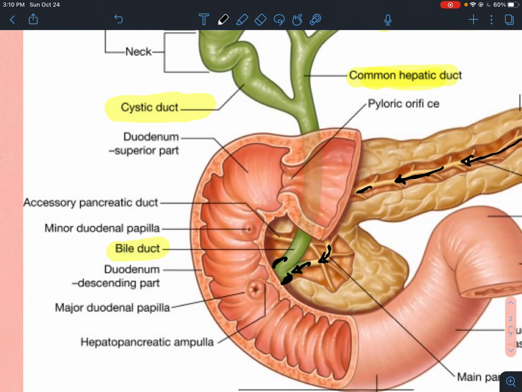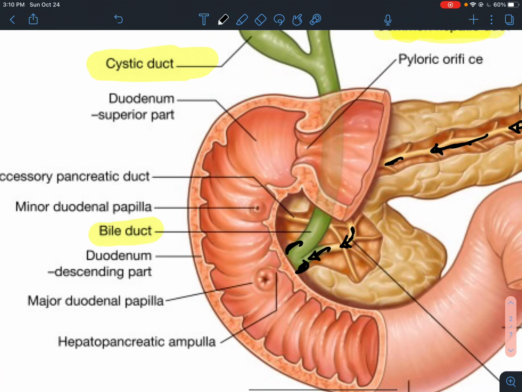And notice that in the duodenum, you have this nipple-shaped structure known as the major duodenal papilla. And you can see that, in fact, it's raised, and there's a hole in the middle of it. And that hole is, of course, where the secretion would come out and find its way into the duodenum.